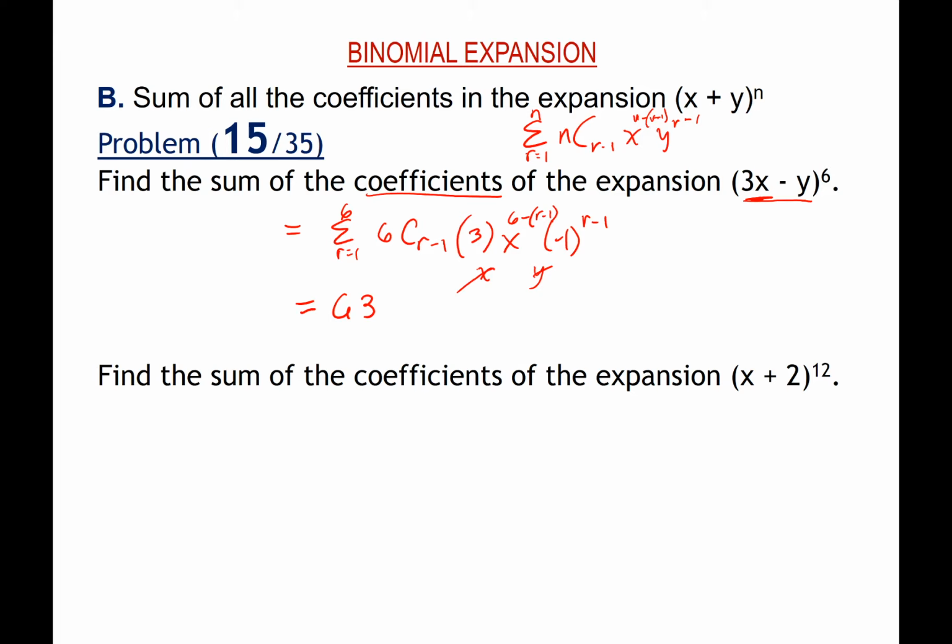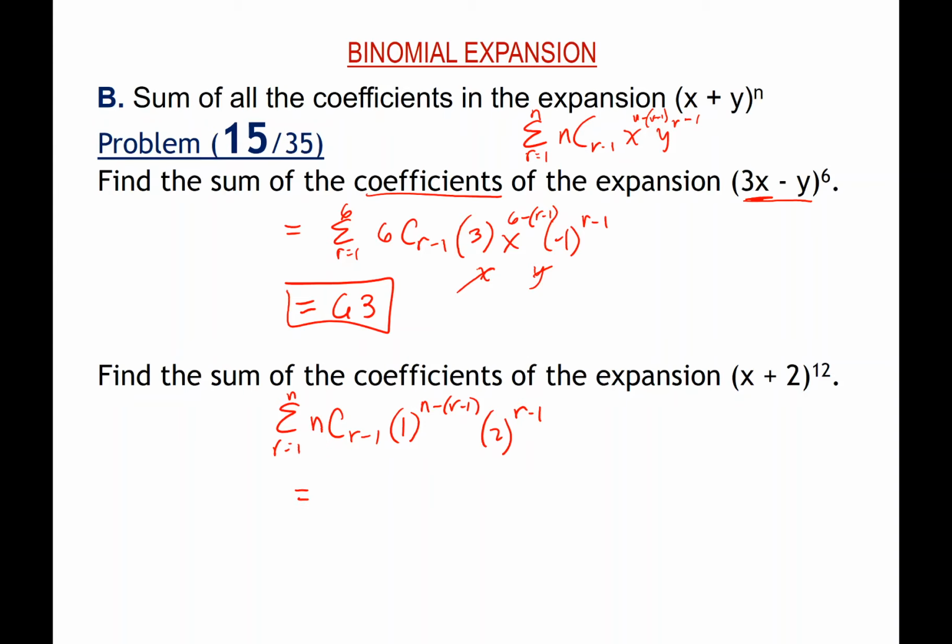So that's 63. Now another problem: find the sum of the coefficients of the expansion (x + 2)^12. Very simple. What we can do is nC(r-1), summation r from 1 to n, and then you have x, which is actually 1. The coefficient is 1, so you have n minus (r minus 1), and then that's 2. There's no y there, you just write 2, and then raise to the power of r minus 1.